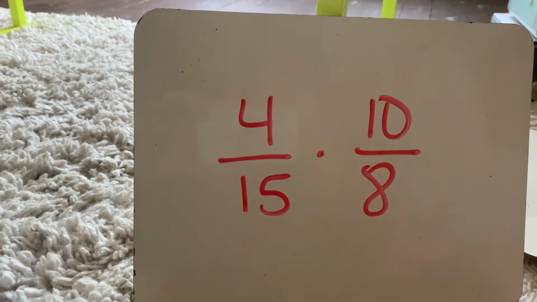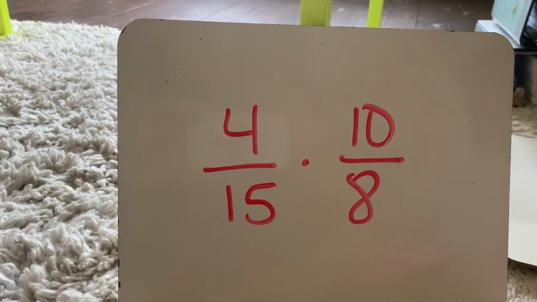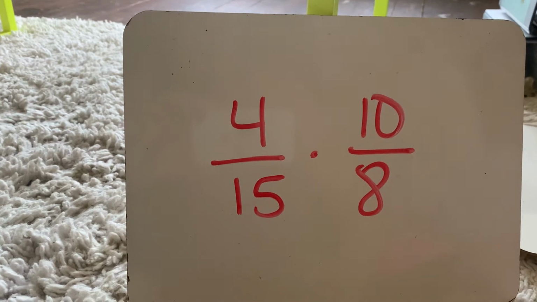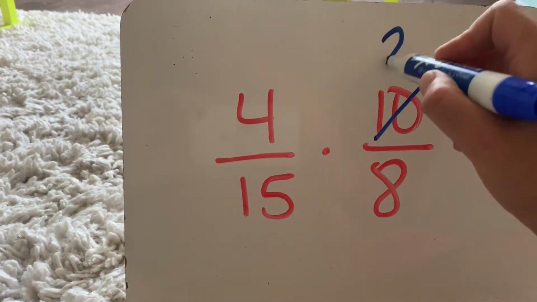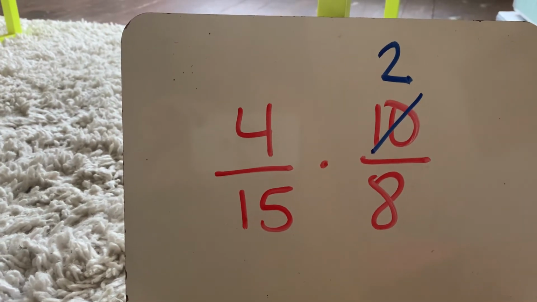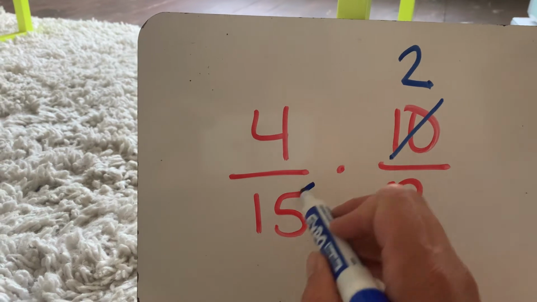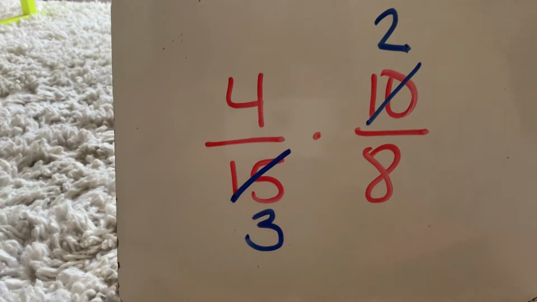So I'm thinking in my head that 10 and 15 are both on the 5s list, right? 5, 10, 15. They're both divisible by 5. 10 divided by 5 gets 2. Or you can think to yourself, it's 5 times 2 to get 10. This is 5 times 3 to get 15.